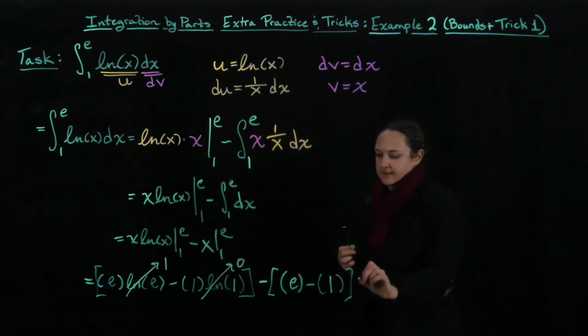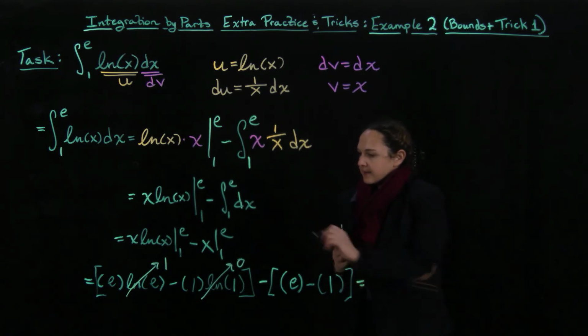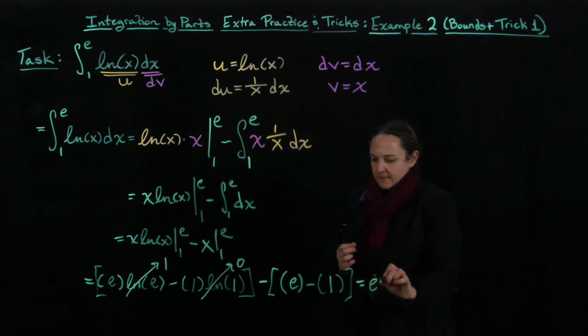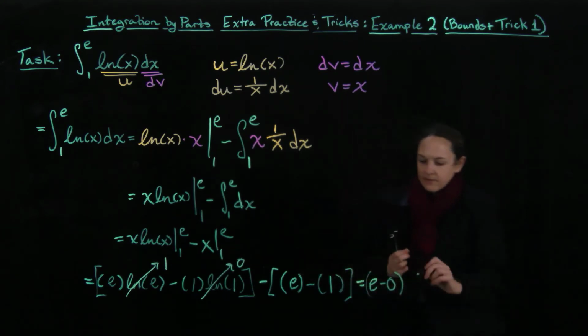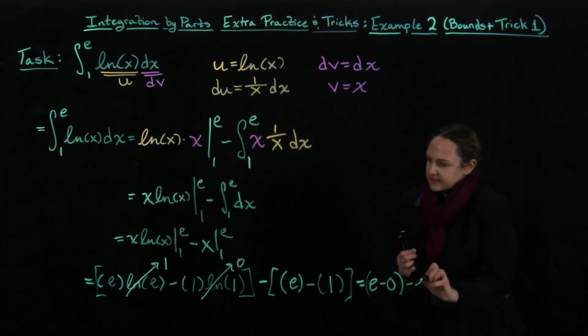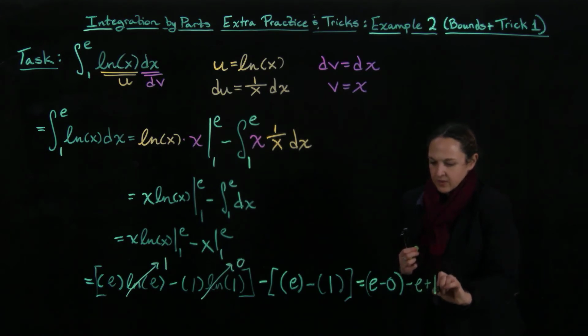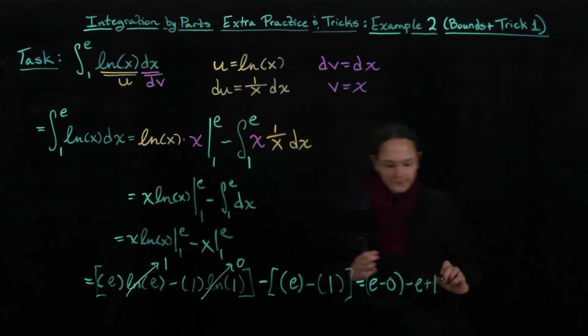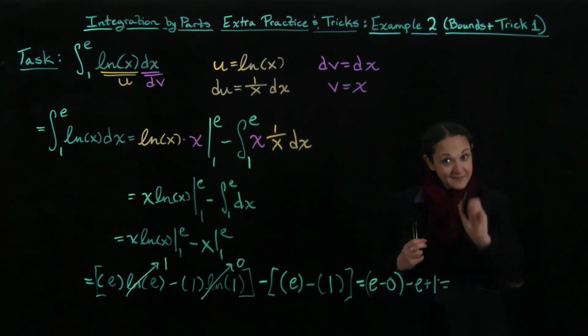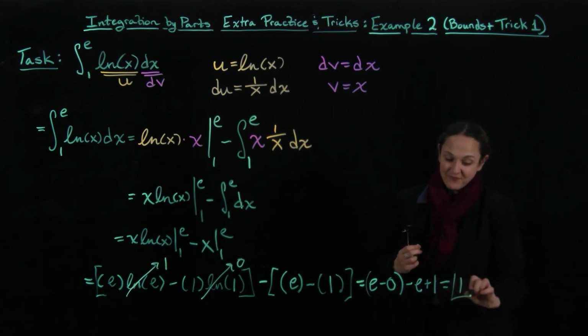So I'm going to get that this is going to equal e, and then I've got minus 0. So that one's not bad at all. And then over here, we can just go ahead and distribute. So I have minus e plus 1. So I'm just going to get left with 1, which is what I got the last time I did it too. So that's always a good sign.